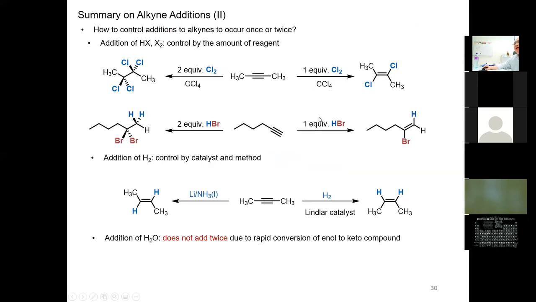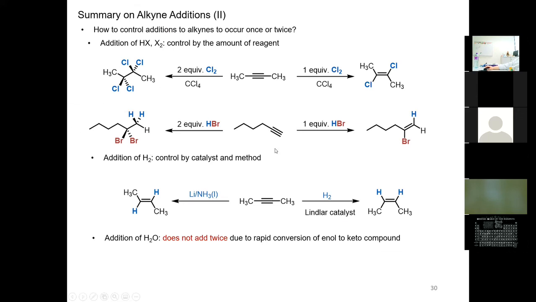Okay, so if we do a similar comparison between these additions of HX and X2, and how to control whether they add once or twice, it's quite interesting. So for the addition of HX and X2, we can control by the amount of reagent, right? 1 equivalent to these two, 2 equivalents to these two.